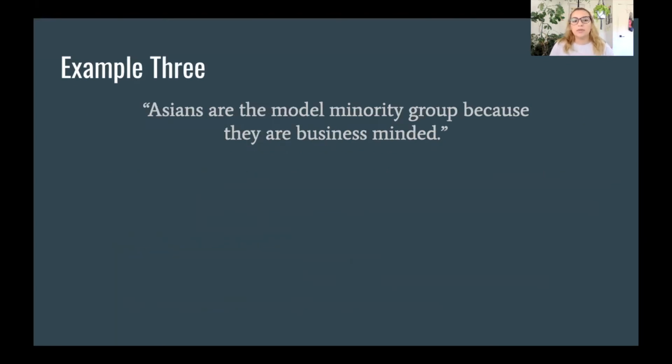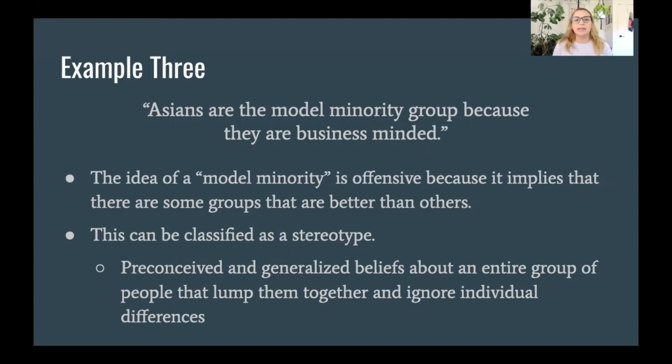Example 3 states, "Asians are the model minority group because they are business minded." Again, similar to the other example that we just looked at, this may seem like a compliment, but just the idea of a model minority is offensive because it implies that there are some groups that are better than others, which is not true, right? So we can classify this as a stereotype, which is preconceived and generalized beliefs about an entire group of people that lump them together and ignore individual differences. So saying that this group is better than all the other groups, right? We're stereotyping them, saying that this one's good, this one isn't.